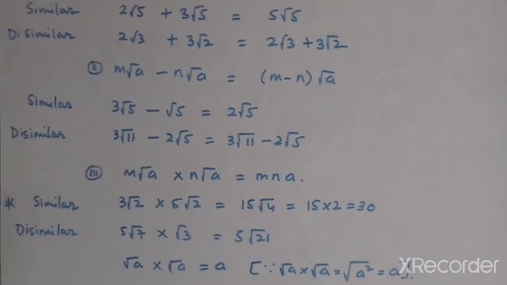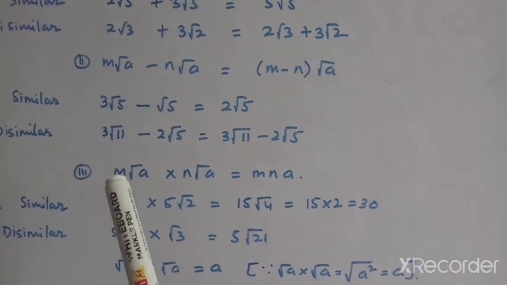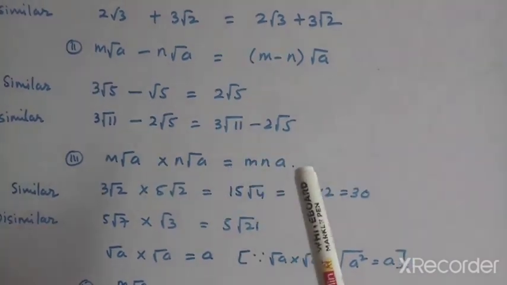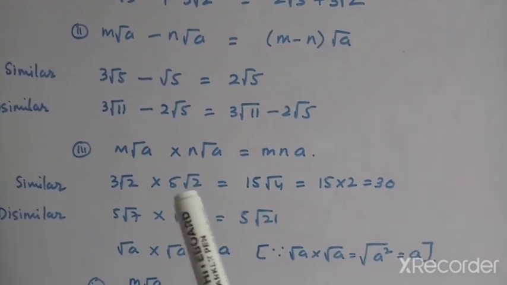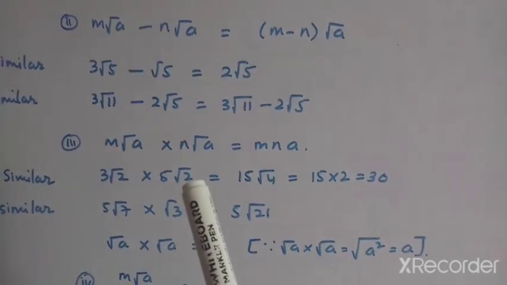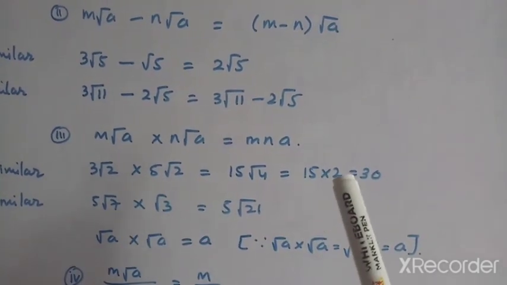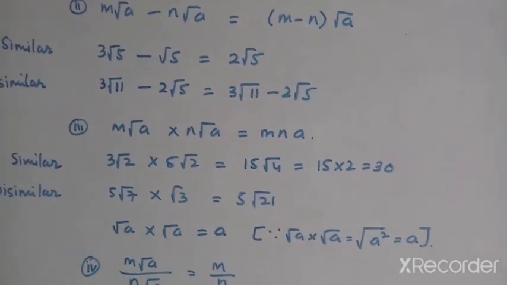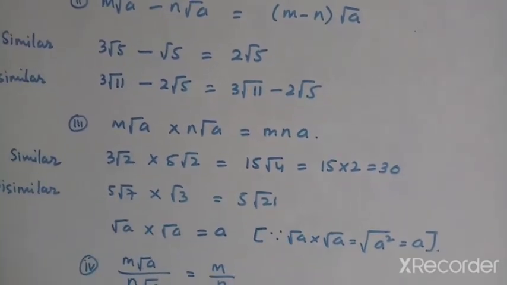Now multiplication. Multiplication can be done with both similar and dissimilar surds. You can see here m root a into n root a gives m into n. When similar surds multiply, the result will be free from the root over sign. So 3 root 2 into 5 root 2: 3 fives are 15. And when similar surds multiply, it will be free from the root over sign, because in this case 2 twos are 4, and root over 4 is a rational number, so you get 2. The value of root 4 is 2, so 15 twos are 30. Dissimilar surds we can also multiply. Here the coefficient is 1, 5 ones are 5, 7 threes are 21, root over 21.